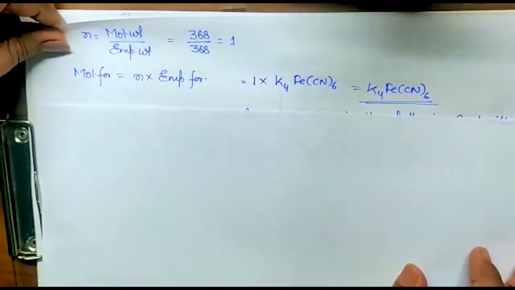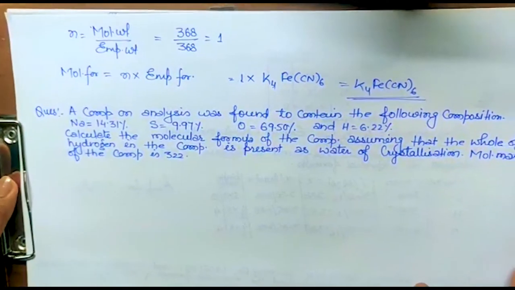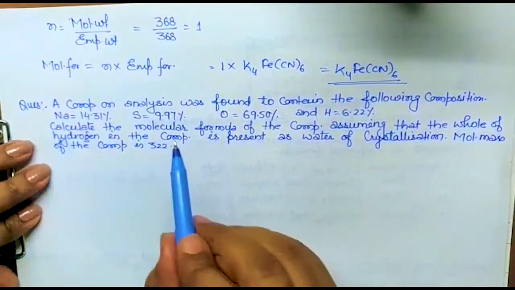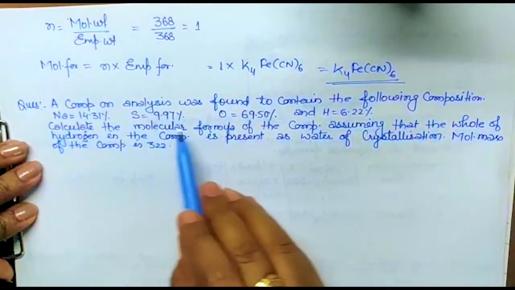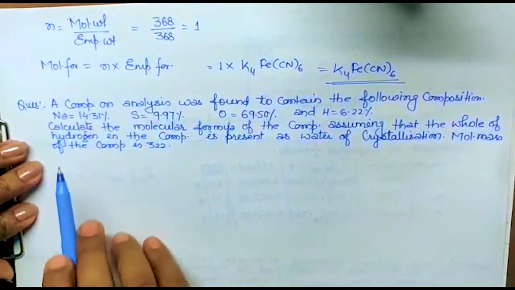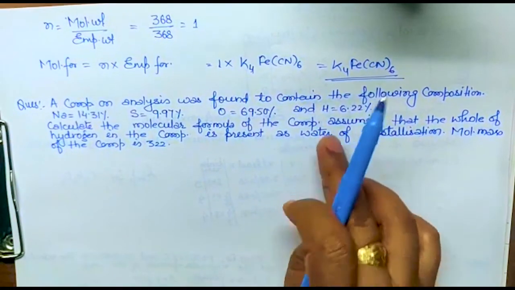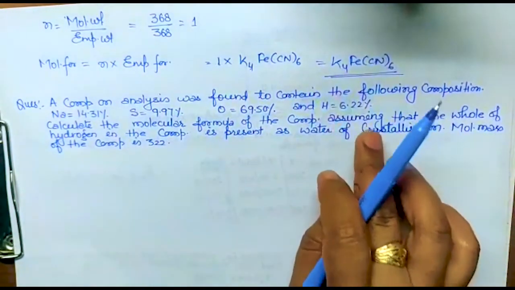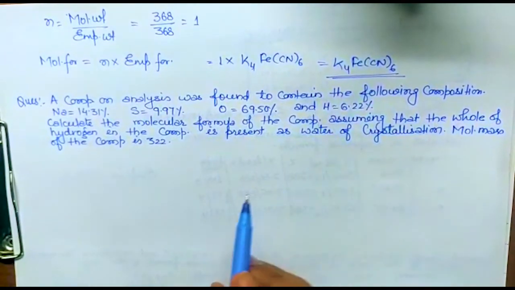Yes, okay. So now the next question, a little difficult. Okay, a little difficult, not much. A compound on analysis was found to contain the following composition: sodium, sulfur, oxygen and hydrogen are given. Calculate the molecular formula of the compound. Till here, there is no problem. It is same as before. The next line we will do afterwards. Okay, first we complete the work up to here.